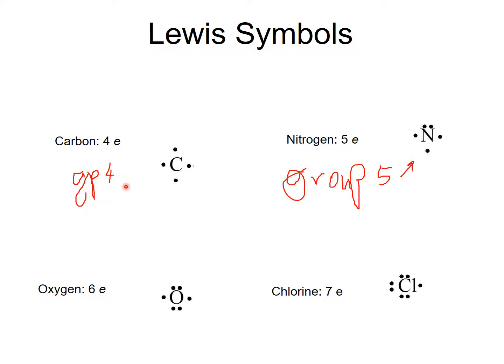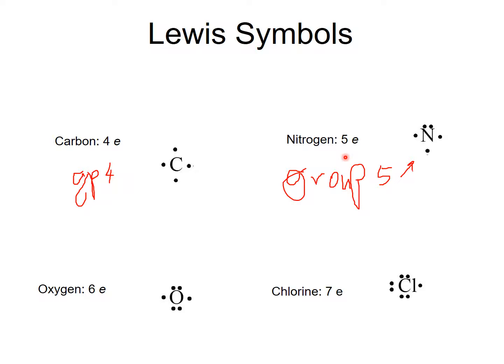Here we are in group 4. We have 4 valence electrons, and I show the 4 valence electrons. The way I do this, when you're doing Lewis symbols, is you think of 4 walls around the atom. And then on each of the walls you put a single electron until you run out of the 4th wall, and then you start doubling up. So I have 1 electron on each of the 4 walls because carbon is in group 4 and it has 4 valence electrons. Nitrogen is in group 5, so it has 5 valence electrons.